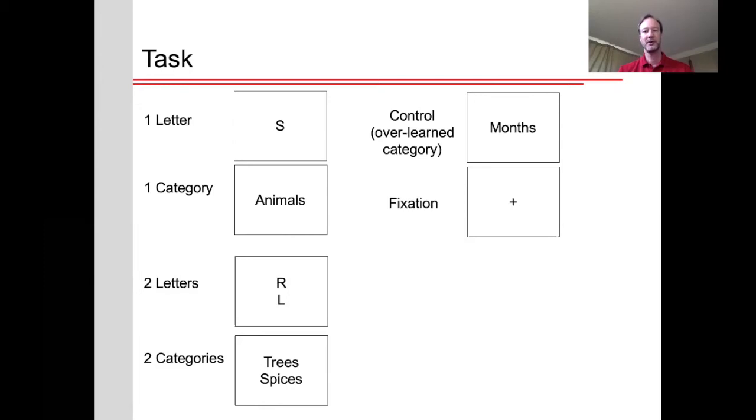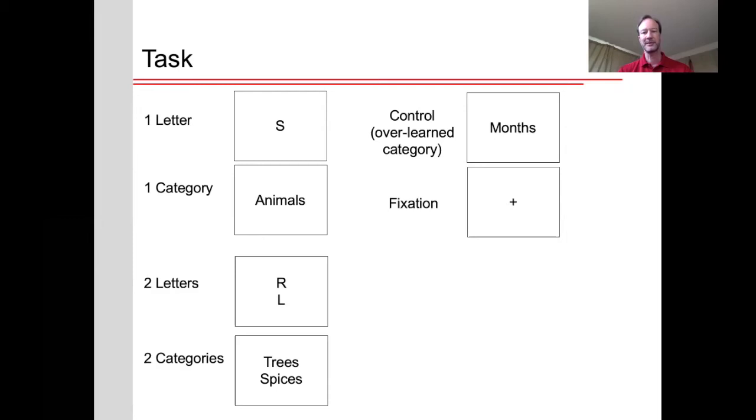In addition, we had 2 control conditions. One, where the word months appeared on the screen, where they simply had to say the months of the year out loud. This is an overlearned category, for example, January, February, March, April, May, and so on, that somebody doesn't have to think very hard about. And finally, we also had a control condition just looking at a fixation spot.